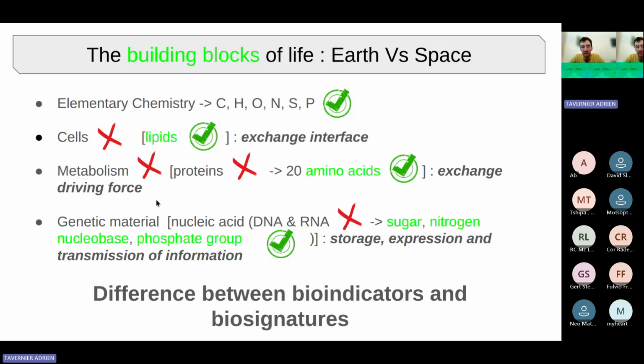For the genetic materials, it's not possible to detect DNA and RNA, but it's possible to detect sugars, nucleobases, and phosphate groups. And you can see progressively in this slide that there is a difference between what should be a biosignature and what is a bioindicator. So the building blocks are bioindicators and not biosignatures. We'll have a definition of biosignature at the beginning of the next part. For example, if we are able to detect or see cells, to detect a metabolism, to detect DNA, here we have a biosignature according to life as we know it on Earth.